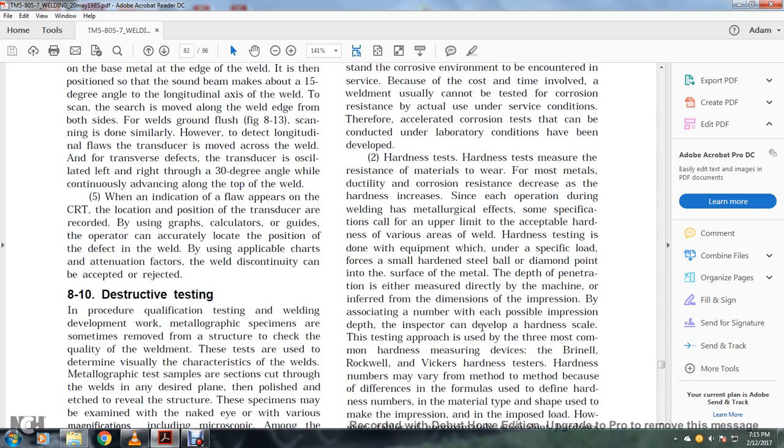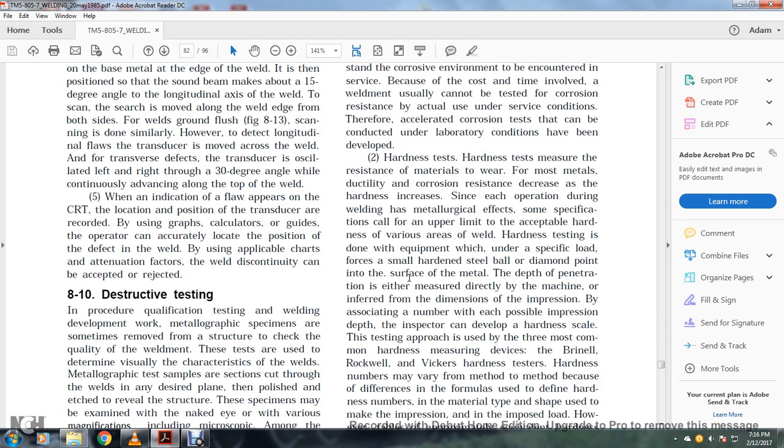Two, hardness tests. Hardness tests measure the resistance of the material to wear, and for most metals, ductility conversion. Corrosion resistance decreases as the hardness increases. Since each of the operations during welding is metallurgical and affects the metal, some specifications call for an upper limit of acceptable hardness in the various areas of the weld. Hardness testing is done with equipment that presses, under a specified load, a small hardened steel ball or diamond point into the surface of the metal.